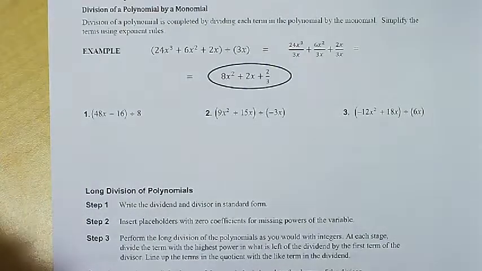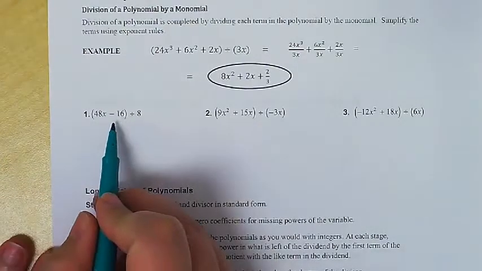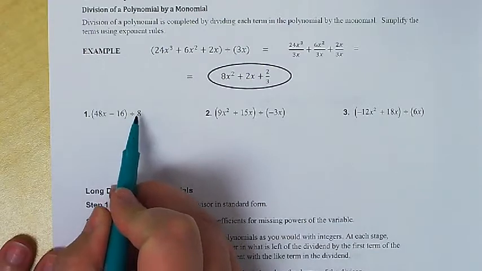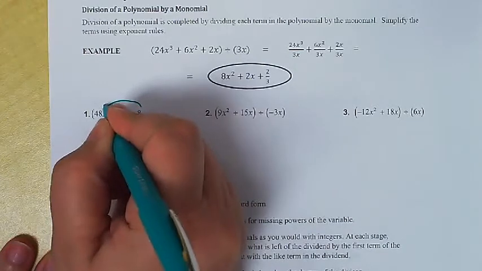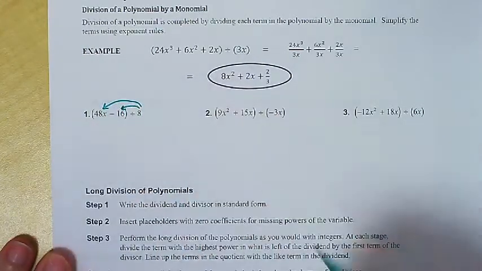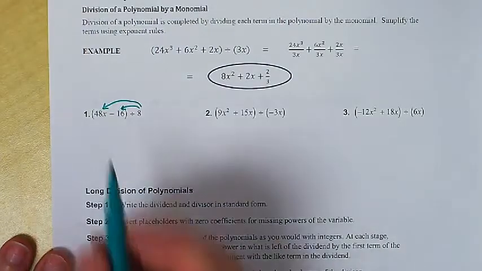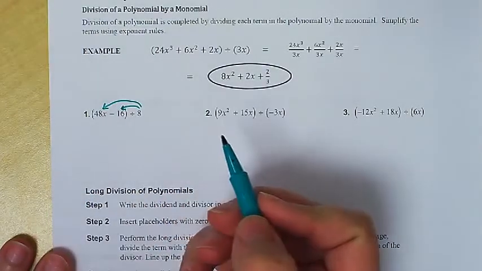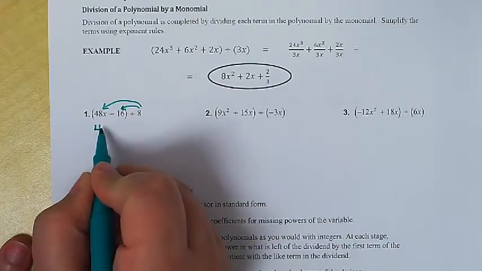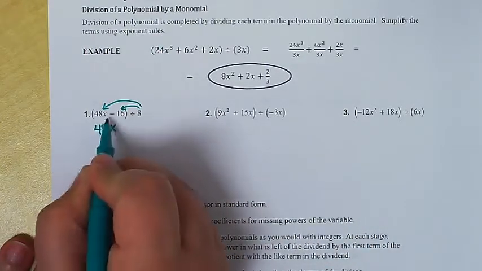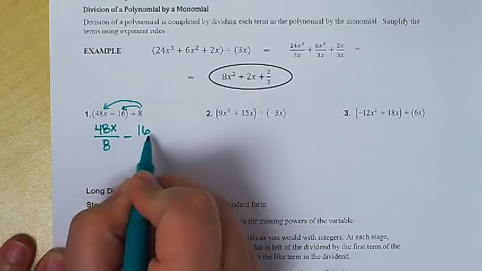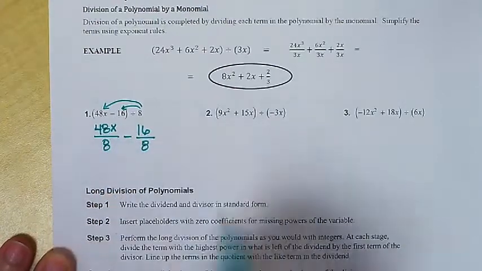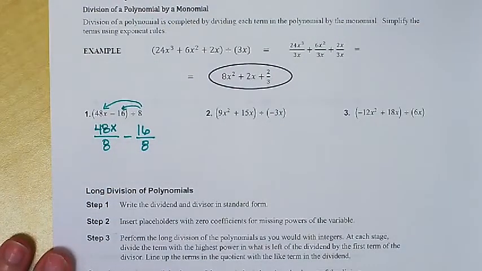So let's try it, for example, on number 1. If we've got 48x minus 16, and I'm dividing that by 8, that is still a monomial, even if it's just a number. Then, like I said, you can think of that as distributing that division, just like you would distribute multiplication if you had a term outside of the parentheses. Division works the same way. So the way that we're going to solve this is we're going to take that 48x and divide it by 8. And we're also going to take that 16 and divide it by 8. And the subtraction sign in the middle is still going to be there.